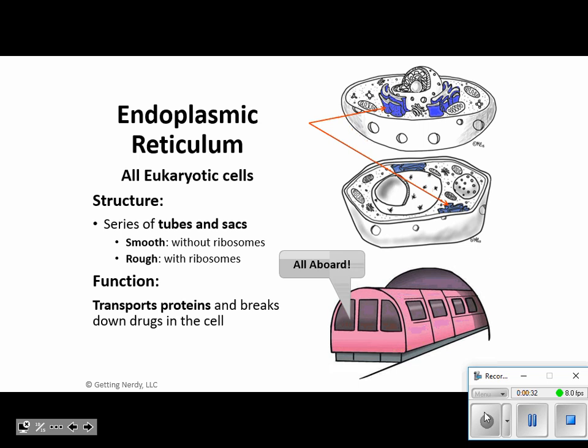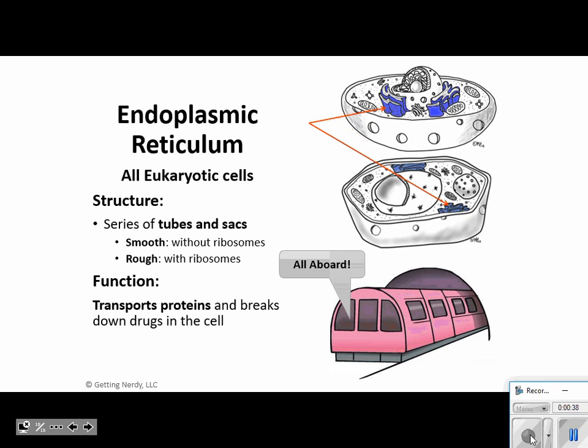So we're going to start out here with the endoplasmic reticulum. The endoplasmic reticulum is located in all eukaryotic cells. It is a membrane-bound organelle. As I pointed out to you yesterday, there are two different types, a smooth ER and a rough ER. The difference being that one of them has ribosomes, the rough one.